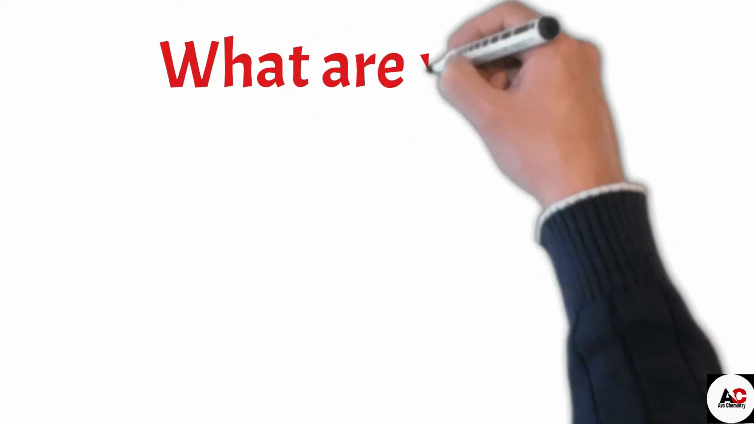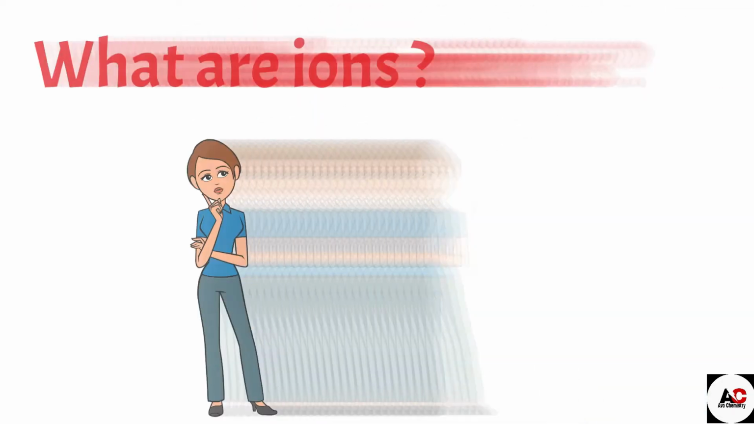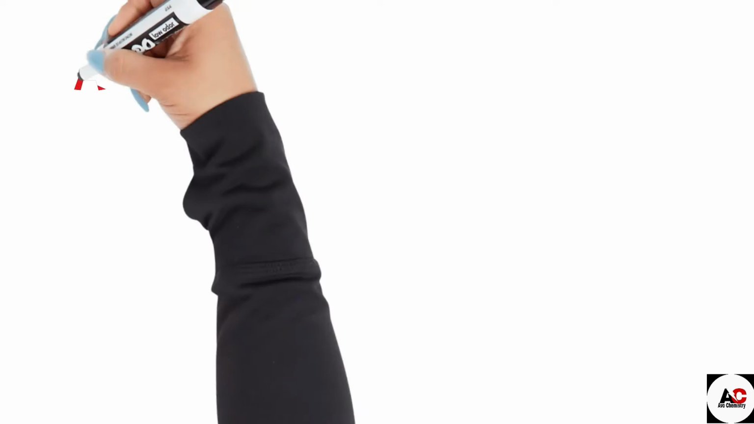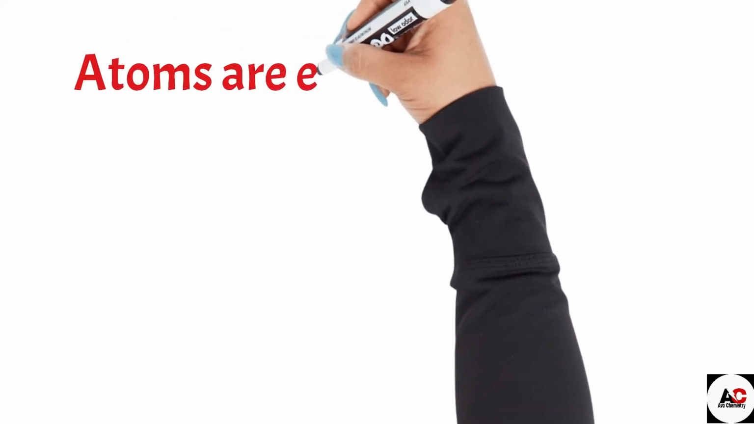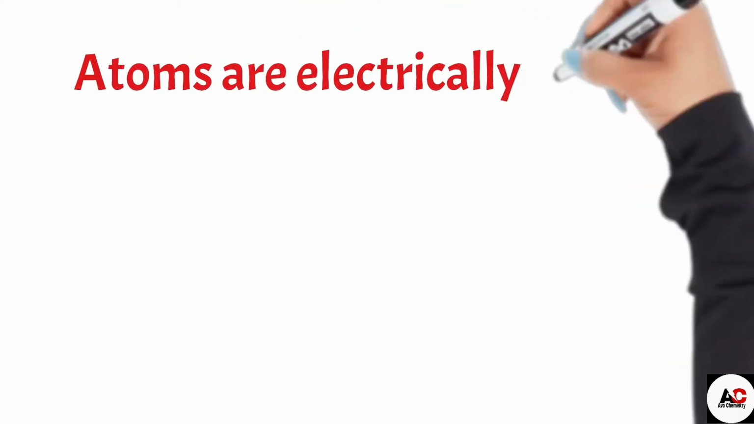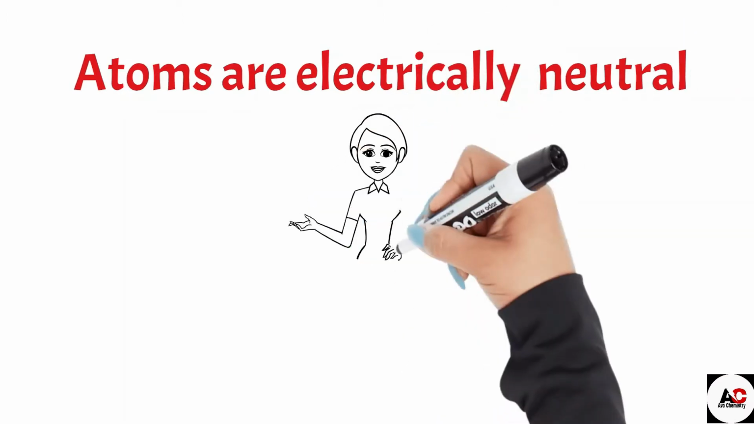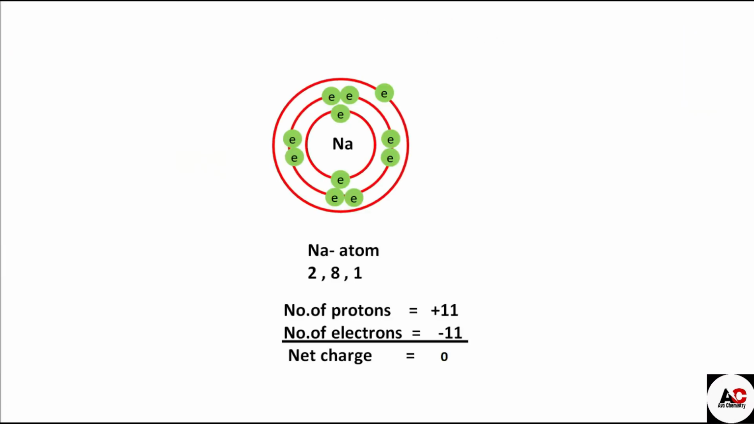What are ions? Ions are made from neutral atoms. Yes, students, atoms are electrically neutral because in the structure of an atom, the number of protons which carry positive charges are exactly equal to the number of electrons which carry negative charges. So net electric charge is zero.